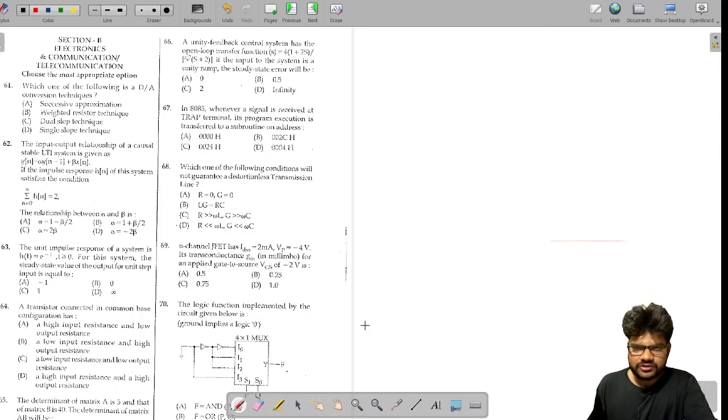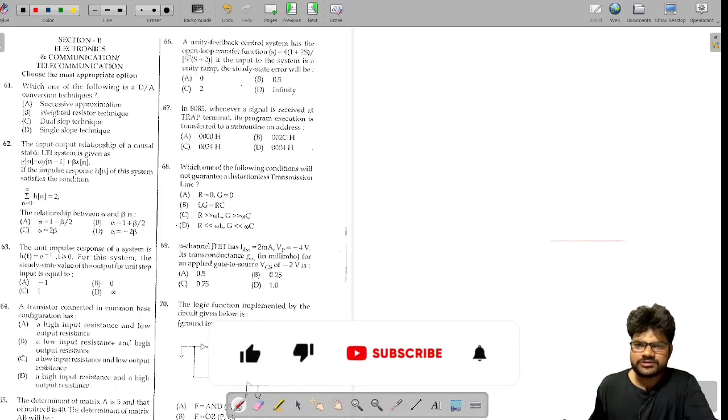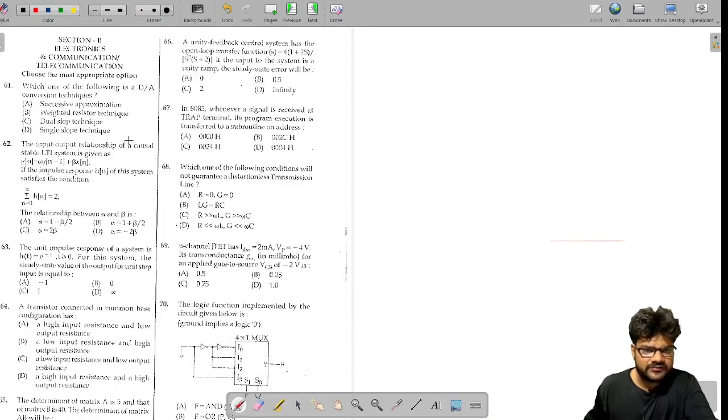Okay, so let us see the solution of NIELIT Scientist B 2016 question paper. In the question paper there were two parts, one was general aptitude, another was technical part. So we are starting with technical part first, and the technical part was starting from question number 61. Question number 61: which one of the following is digital to analog conversion technique?